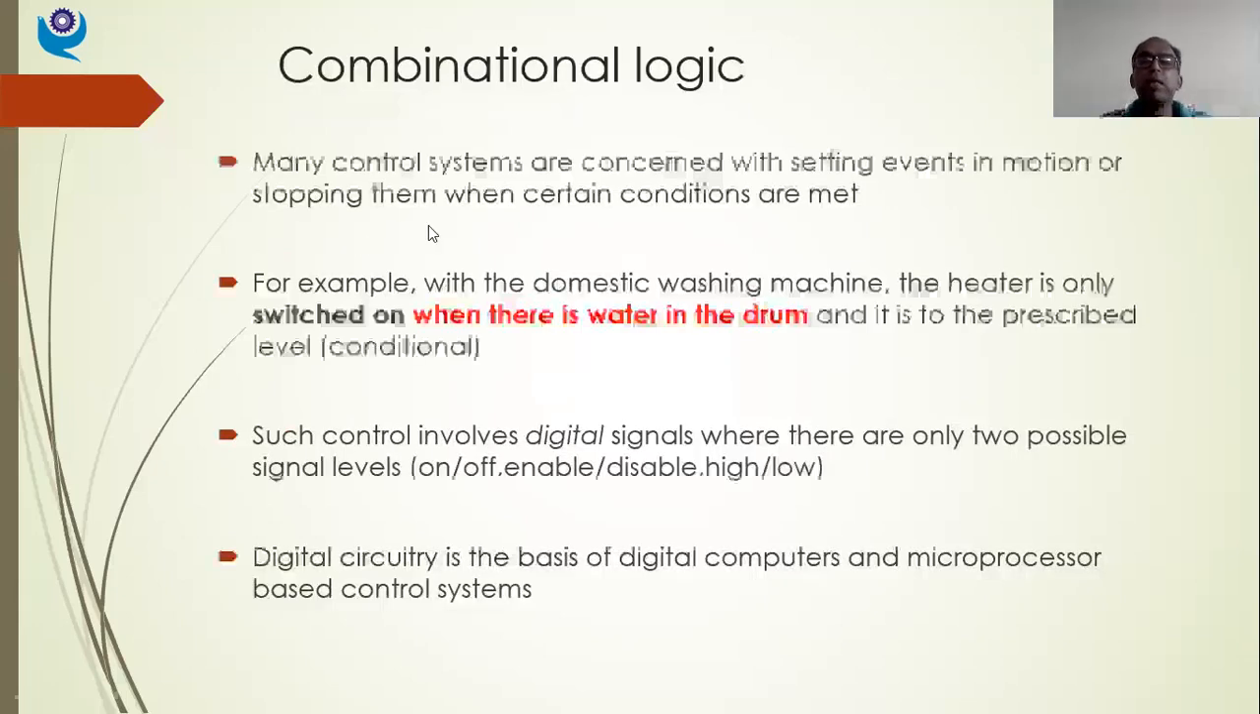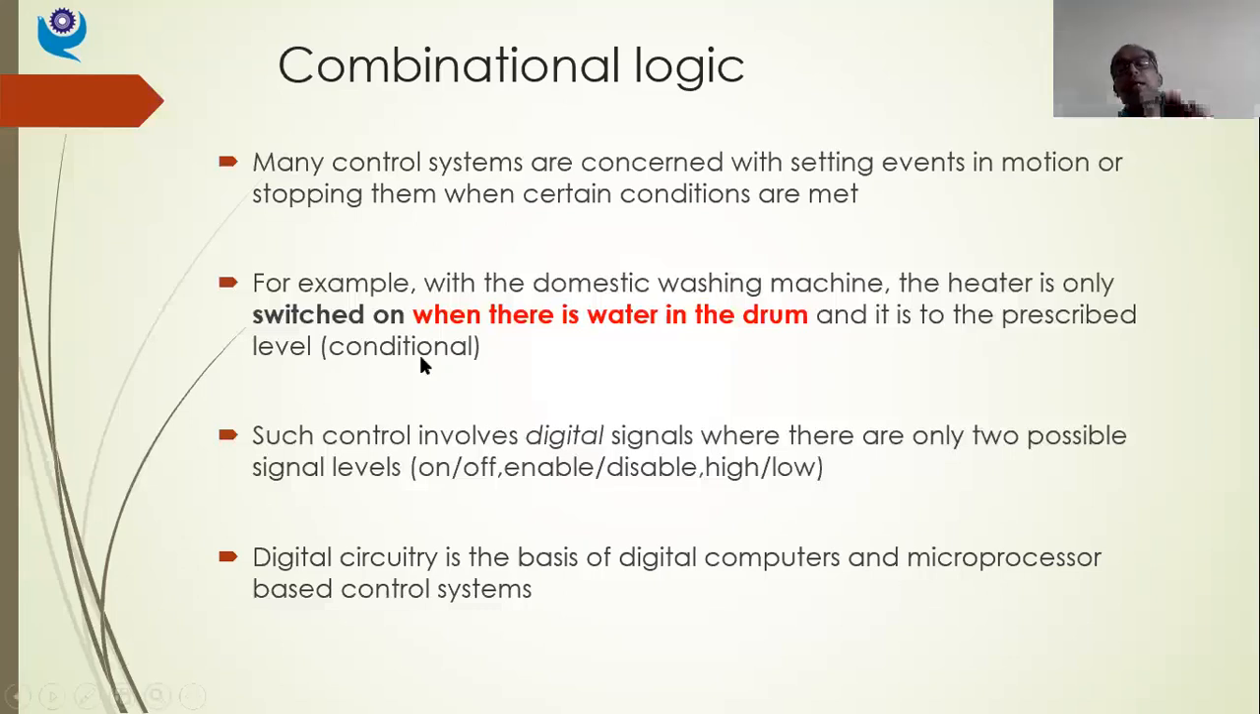Many control systems are concerned with setting events in motion or stopping them when certain conditions are met. So wherever there are conditional requirements, as I said, if I want to have, if A and B and C, if these conditions are fulfilled, then only D should operate. So certain conditions are there in our day-to-day mechatronic system applications. We go in for combinational logic circuitry. For example, with the domestic washing machine, the heater is only switched on when there is water in the drum. So this is one condition we are considering here, and it is to the prescribed level.